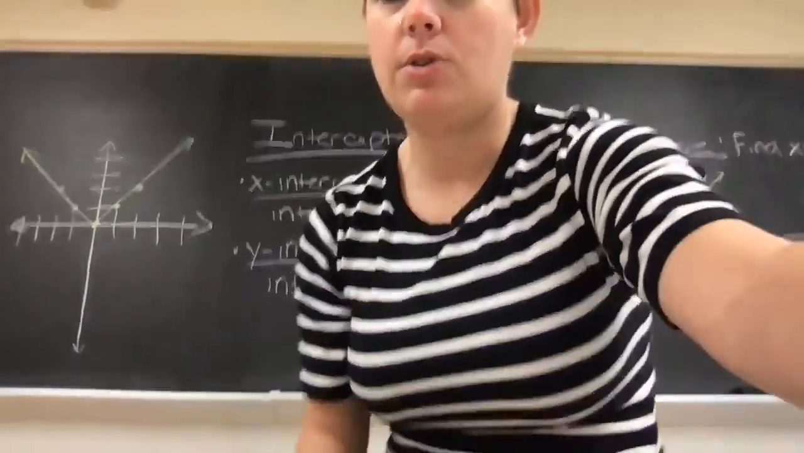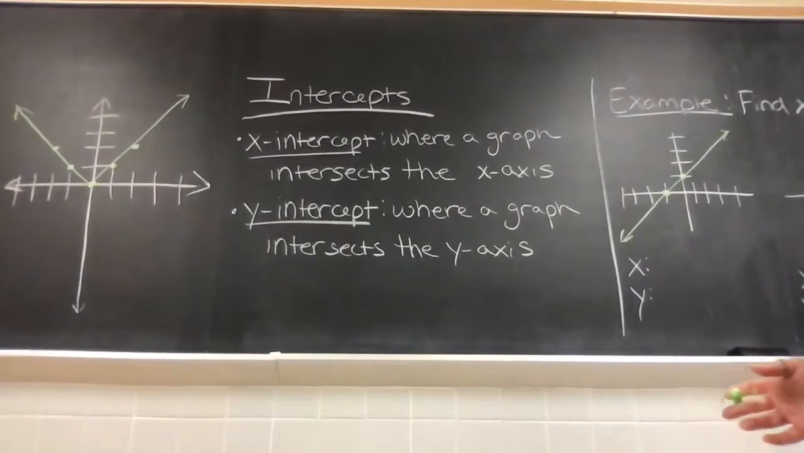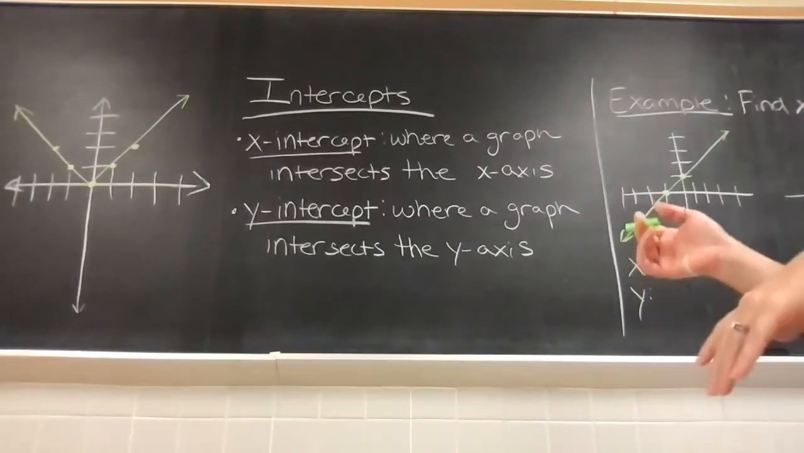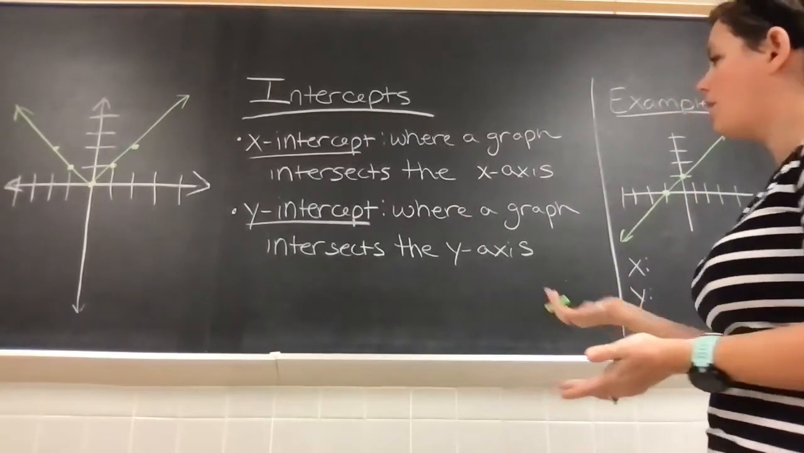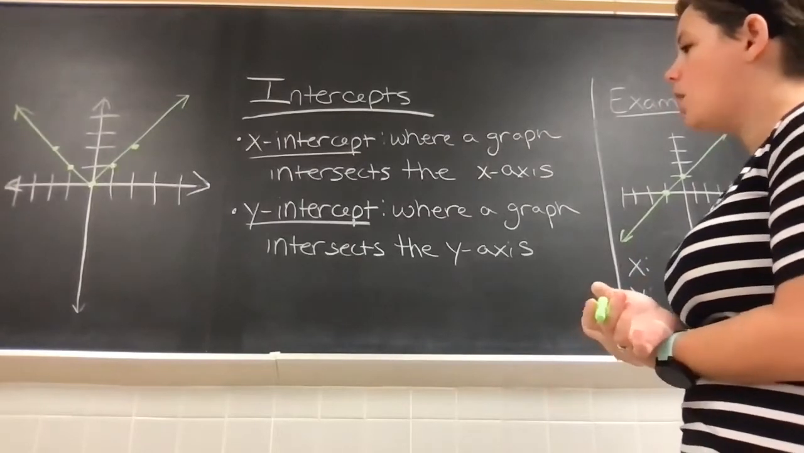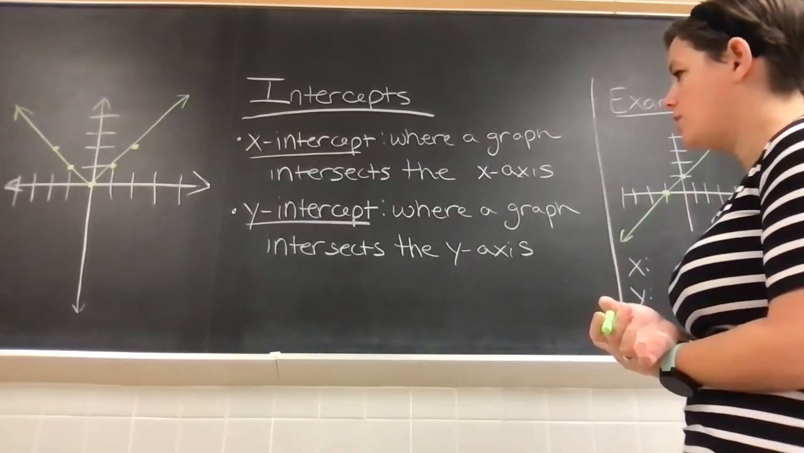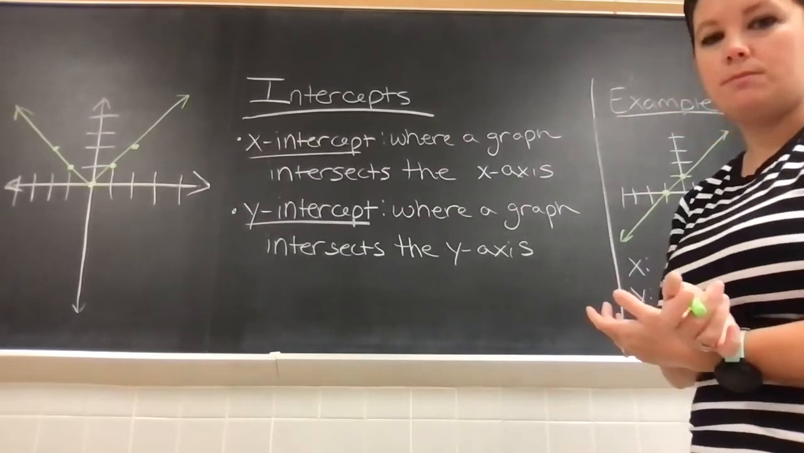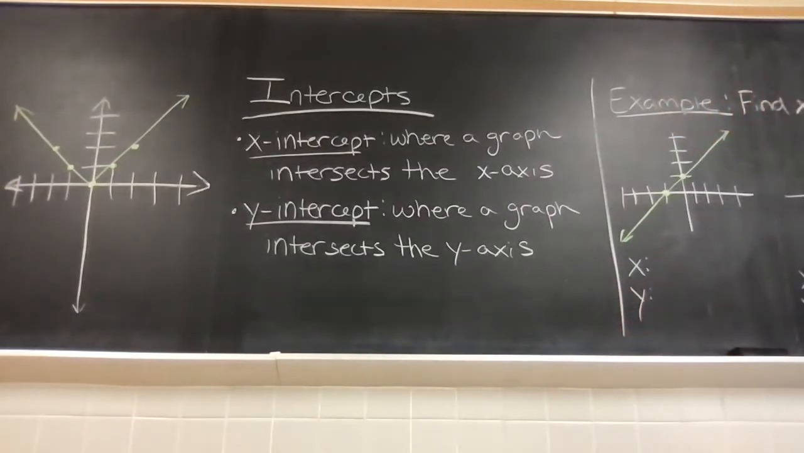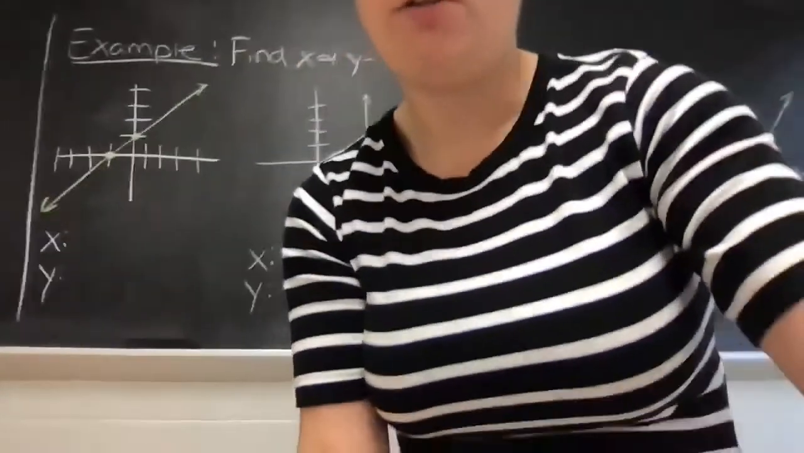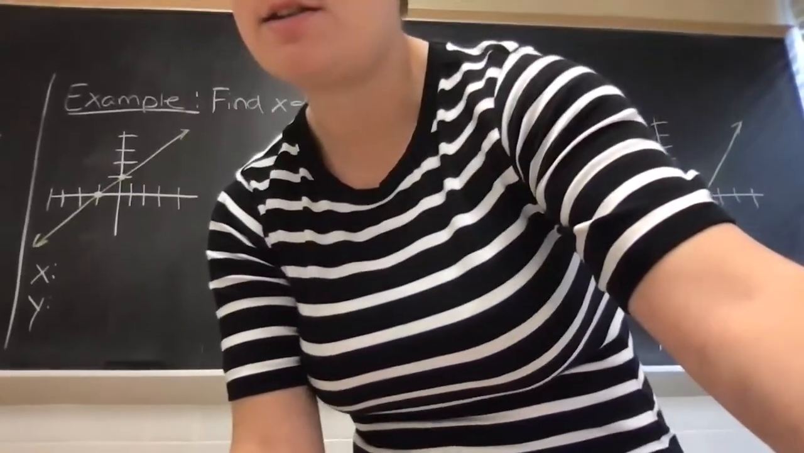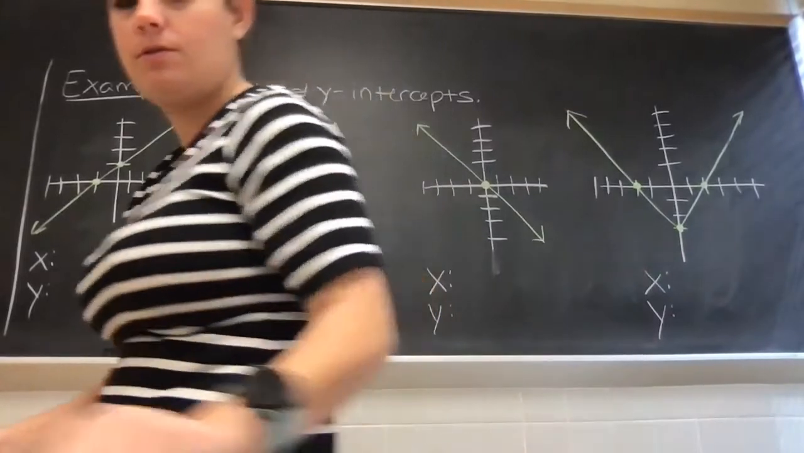Next, we are going to talk about intercepts. Intercepts are just basically where our graph crosses the x and y axis. So our x-intercept is where a graph intersects the x-axis, where a y-intercept is where a graph intersects the y-axis. So we're going to look at some graphs and figure out our x and y intercepts based on the graph.